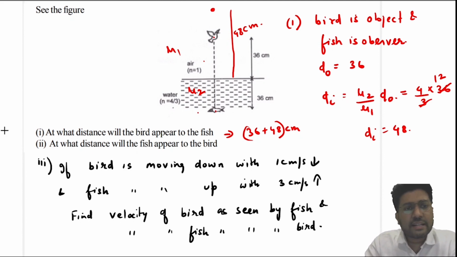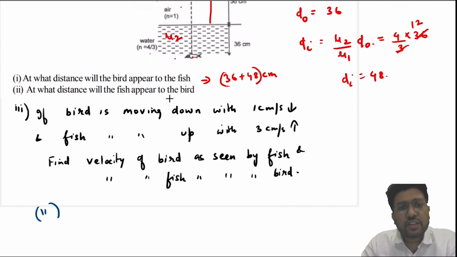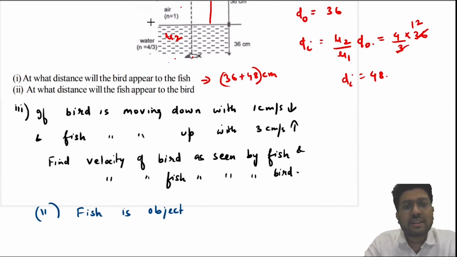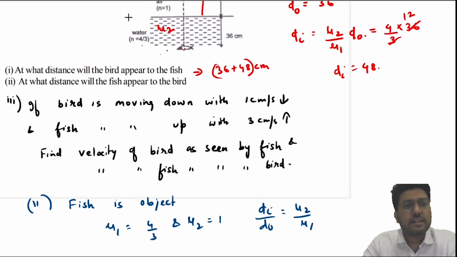Now in the second case what they are saying is, at what distance will the fish appear to the bird? So in this case the bird is the observer and fish is the object. If fish is the object, that means light is traveling from water to air. That means this time mu1 is 4 by 3 and mu2 is 1. And the formula remains the same, that is di by do is equal to mu2 by mu1. Remember that this di and do are measured from the interface. Now this fish is the object, so do is 36.